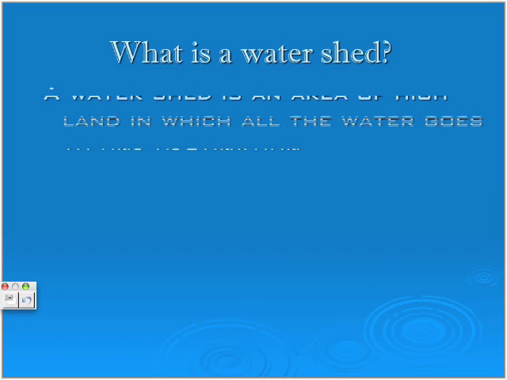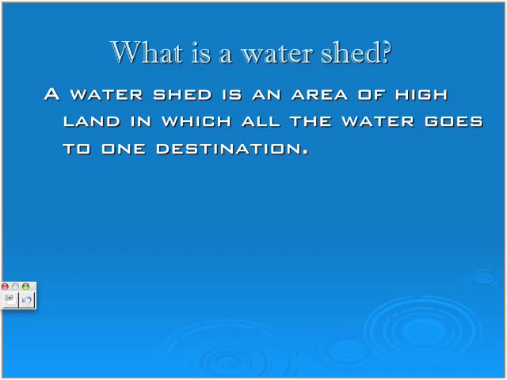Okay, what is a watershed? A watershed is an area of highland in which all the water goes to one destination. It's the same as the mountains. So like all the water goes to one destination.